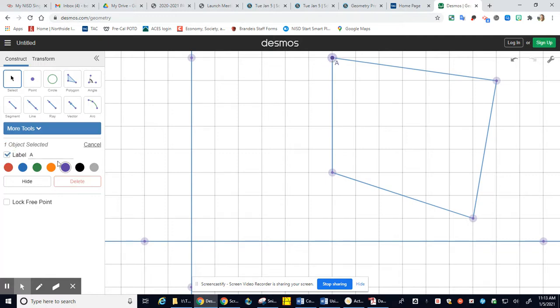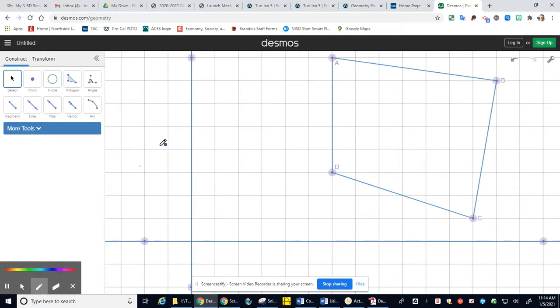So we're going to label each of these points A and B and C and D for my quadrilateral, that we're going to dilate by a scale factor of 1/2. Okay, so that's what's going to happen. In this video, we are dilating this by a scale factor of 1/2.